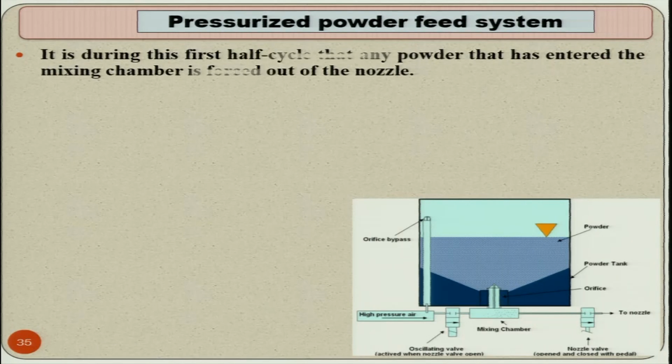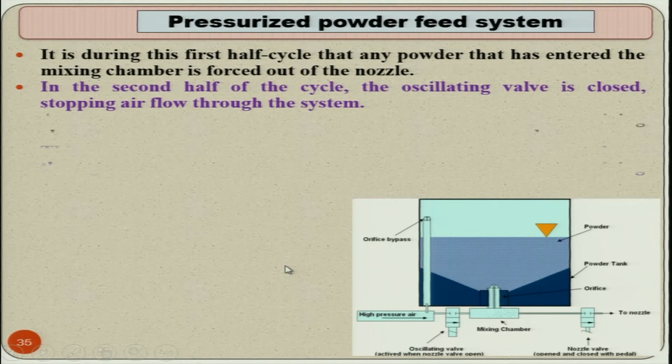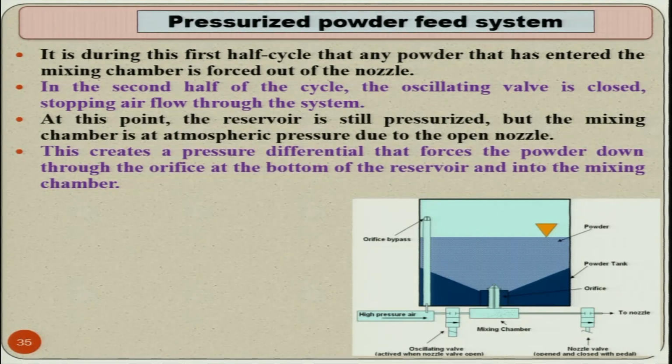Pressurized powder feed system continues. It is during the first half cycle that any powder that has entered the mixing chamber is forced out of the nozzle. In the second half of the cycle, the oscillating valve is closed, stopping air flow through the system. At this point, the reservoir is still pressurized, but the mixing chamber is at atmospheric pressure due to the open nozzle. Nozzle is open, so the mixing chamber is at atmospheric pressure.